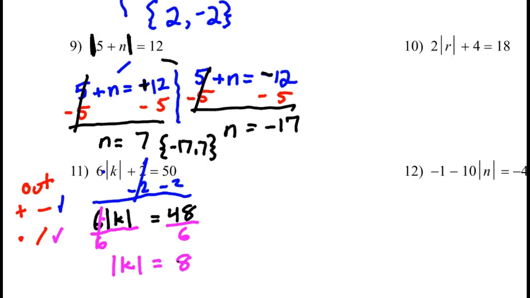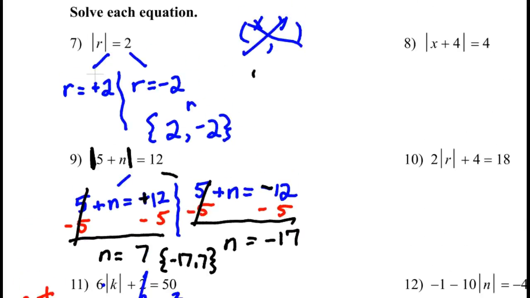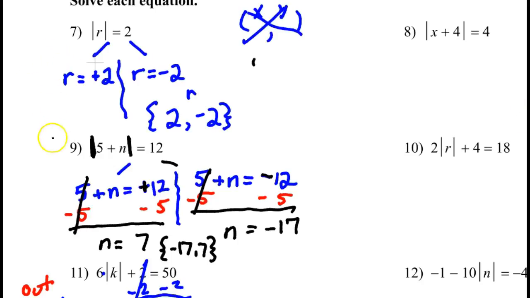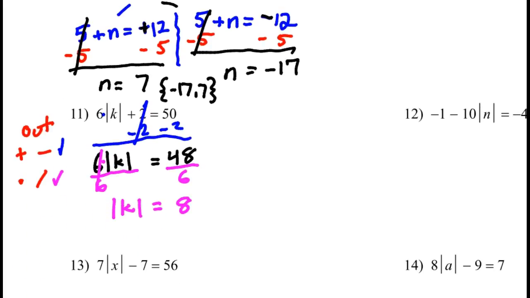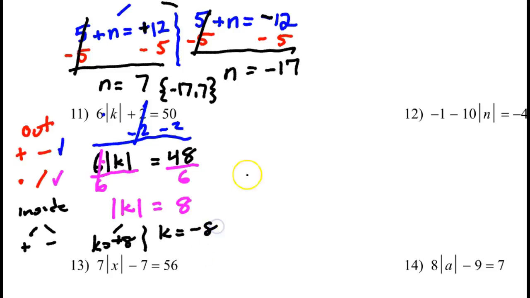And now you can see it looks like number 7. You have only absolute value on the left and a number on the right, and you're basically going to, from here, start doing these steps. So once you get rid of everything on the outside, that's when you move to the inside. Okay? And you do the split. You do one positive and one negative. So here we're going to do k equals 8, and k equals negative. So we're going to take our 8.